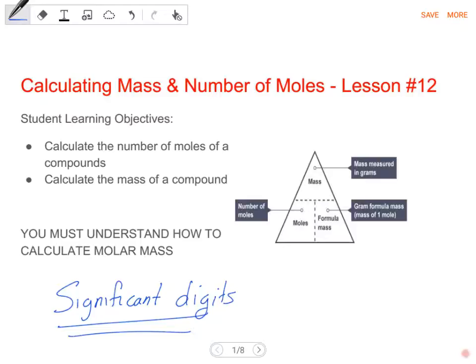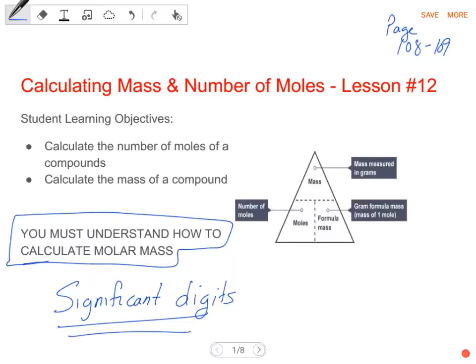Anyway, if you want to follow along in the textbook, we're kind of holding tight. We've been looking at molar mass, but essentially we're still around pages 108 to 109. One last piece of information: you must understand how to calculate molar mass. I know that's only one lesson back, but that has to be essentially a mastered skill, because if that's not mastered, we're going to have difficulty figuring this next part out.